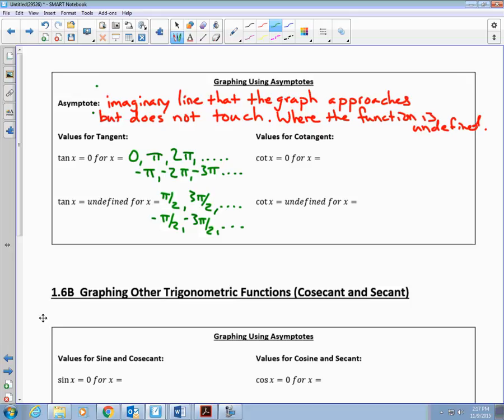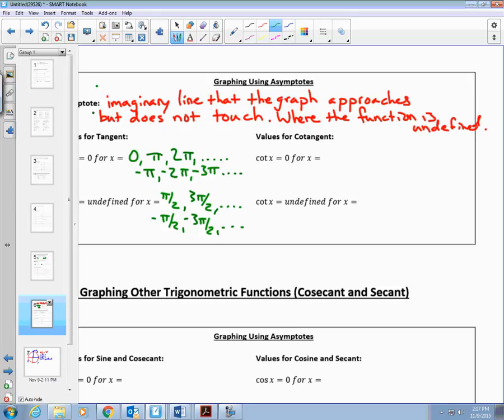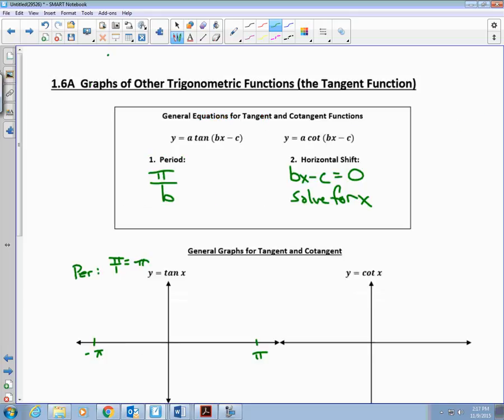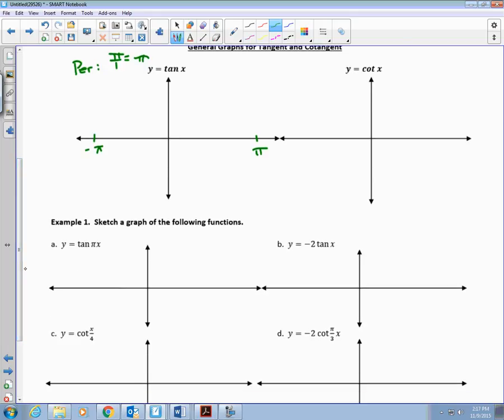So graphing tangent is pretty simple. Number 1, we identify the period. And the period was pi. So we mark pi on one side, mark pi on the other. Did we say that tangent was equal to 0 at the period spots, or did we say it was undefined at the period spots? Remember? It was equal to 0 at the period spots. So tangent is equal to 0 wherever you marked out your period. So I'm going to put dots there.